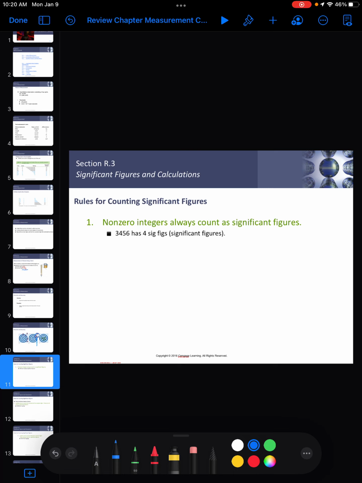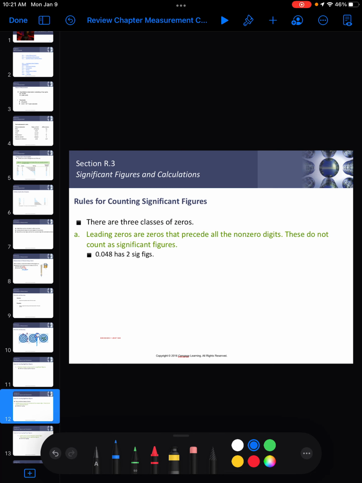The assumption is if you write a number down and report it, in a scientific paper or in a textbook or in your lab reports or in your problem-solving forays into chemistry, it will be significant. So if it's a number, we make the assumption that it is always significant. If there are zeros preceding the number, these do not count as significant. Okay? So in the example here, 0.048 has two significant figures.